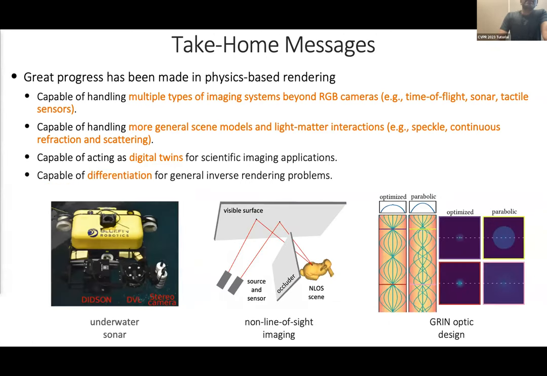These physics-based rendering systems, like Ioannis showed, are also differentiable, and hence they can be incorporated into general inverse problems with the help of analysis by synthesis approaches, which finds applications in underwater sonar, non-line of sight imaging, or graded-index optic design that Ioannis has shown in the second half.